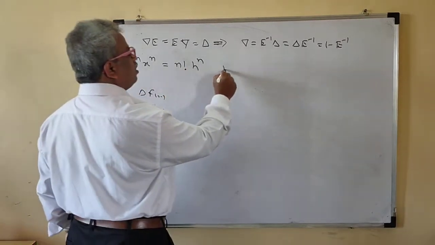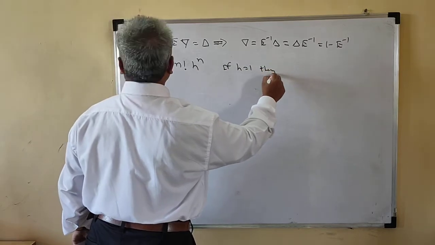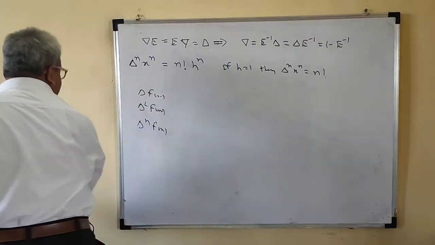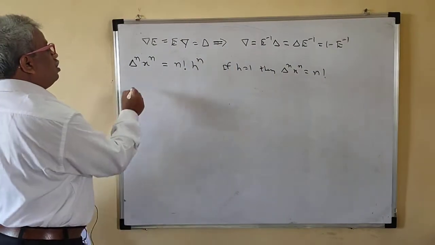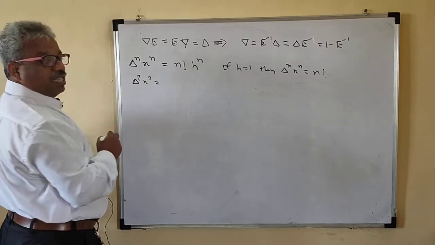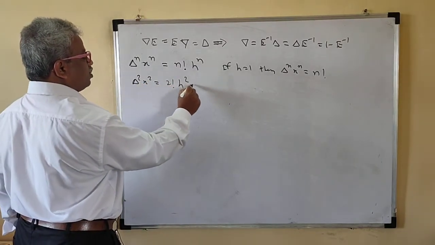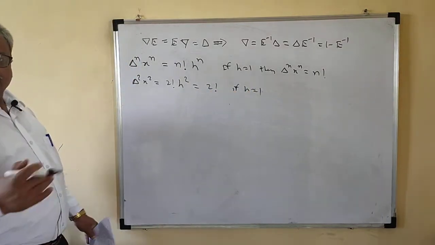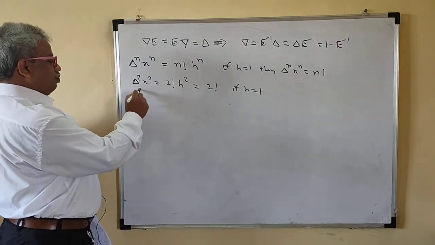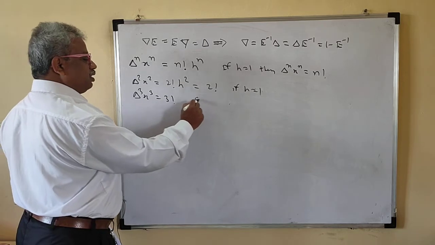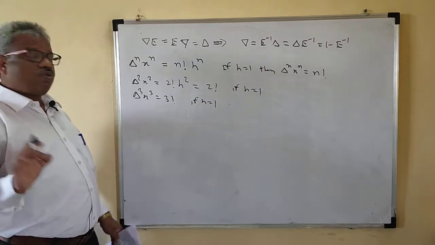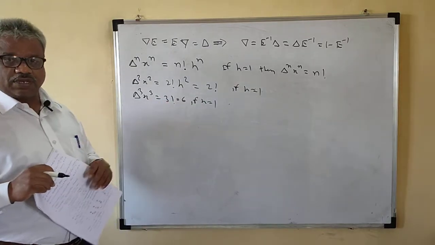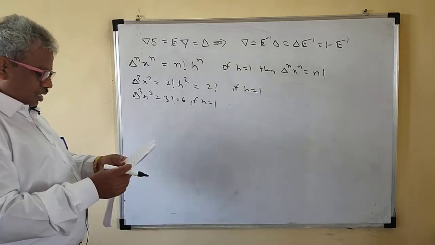If h is equal to 1, then delta to the power n of x to the power n is just n factorial. Delta square of x square is 2 factorial h square, or simply 2 factorial if h is equal to 1. Then delta cube of x cube is 3 factorial if h is equal to 1. If h equal to 1 is provided, your answer will be 3 factorial, which means 6. But we will check which option is there.